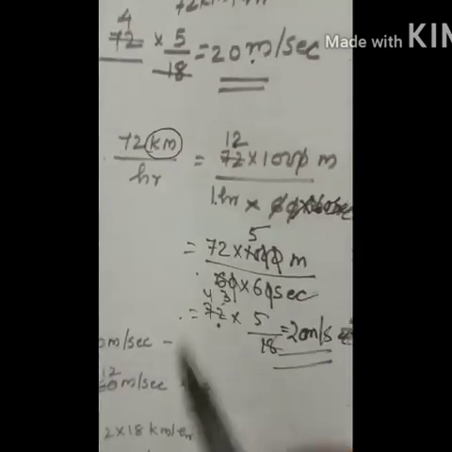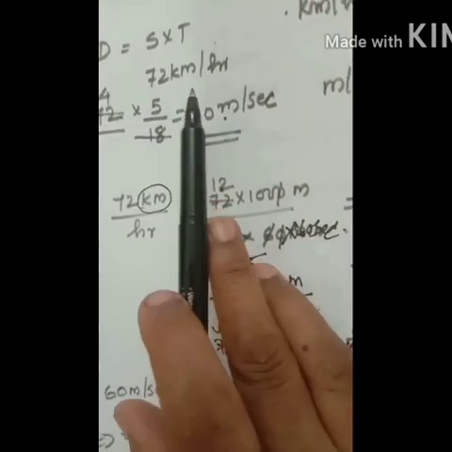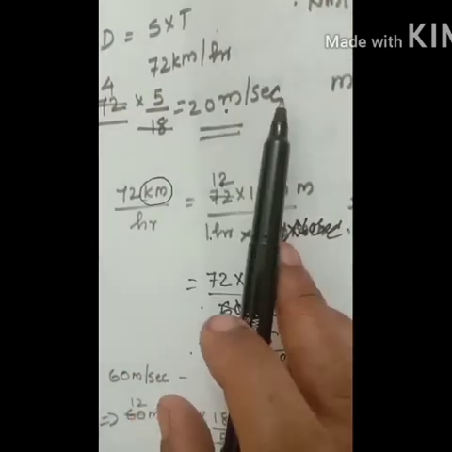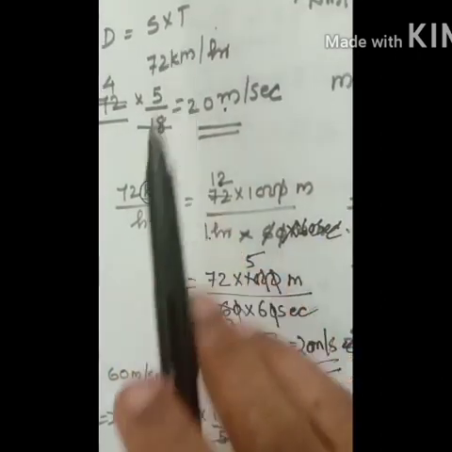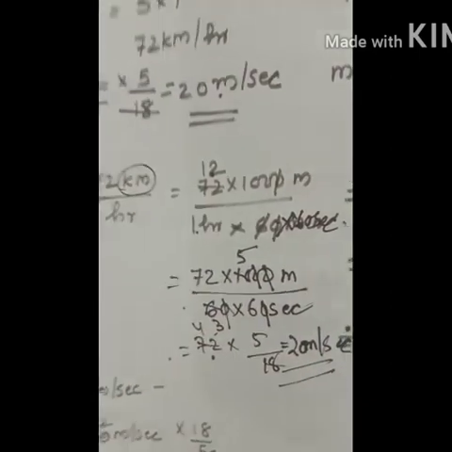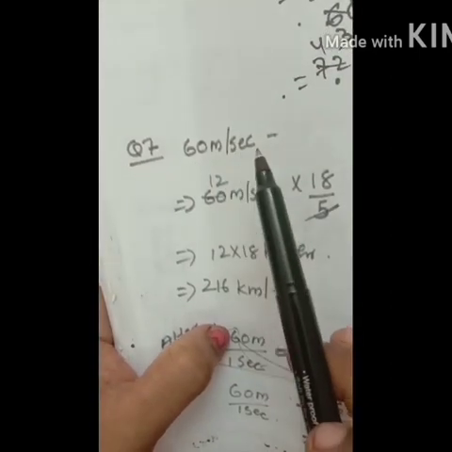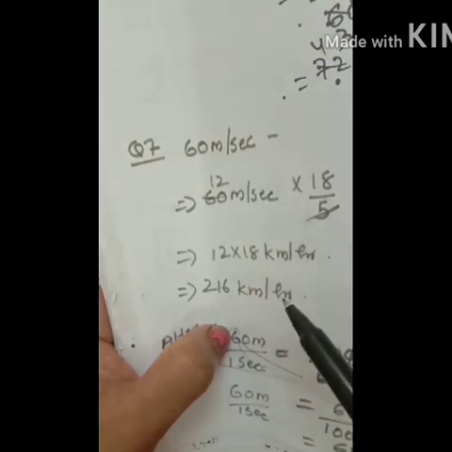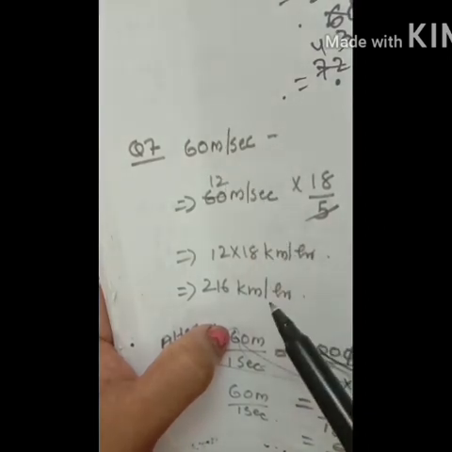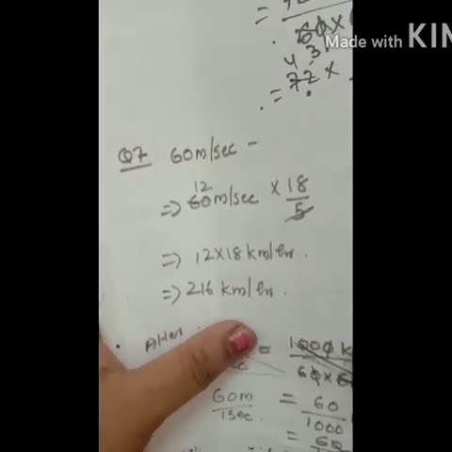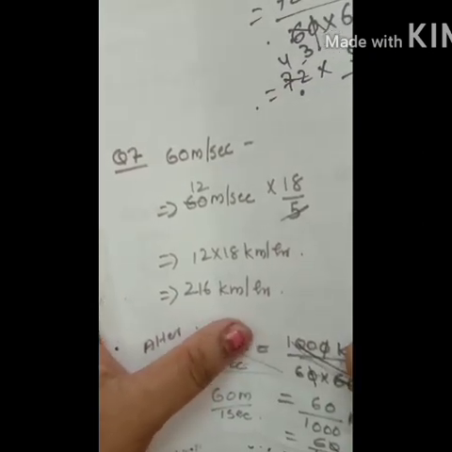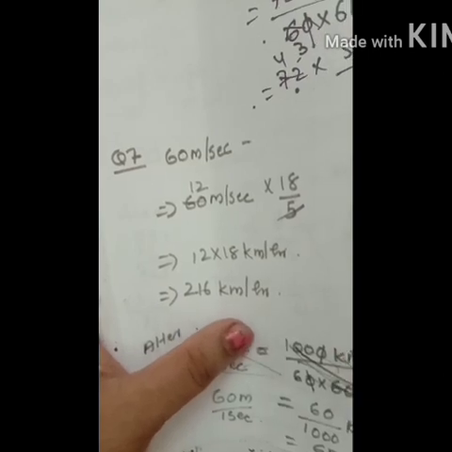Understood everybody? No need to do this much calculation, straight away. If you want kilometer per hour to meter per second, 5 by 18. If you want meter per second to kilometer per hour, reciprocal, 18 by 5 you multiply. Now 60 meter per second you have to convert to kilometer per hour. Meter per second to kilometer per hour, then 18 by 5 you straight away multiply. You will get 216 kilometer per hour. Okay.